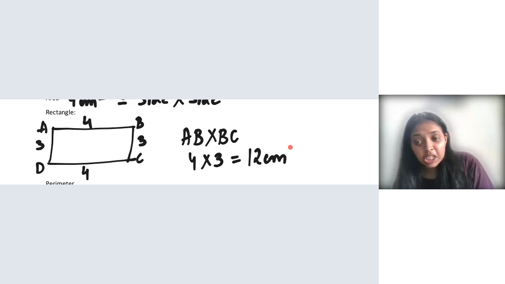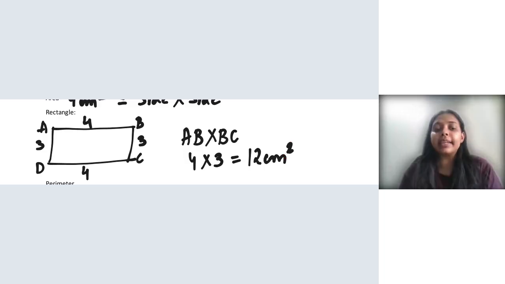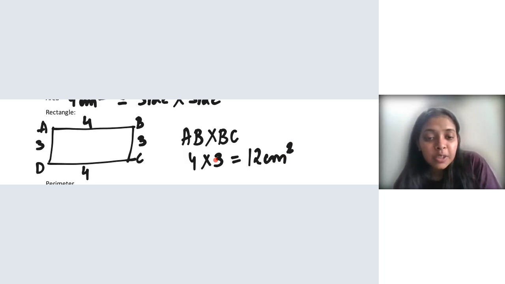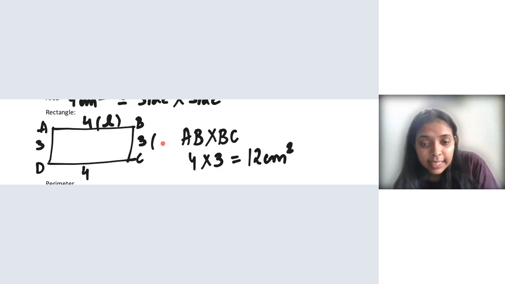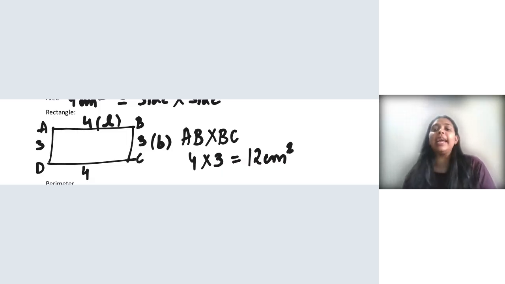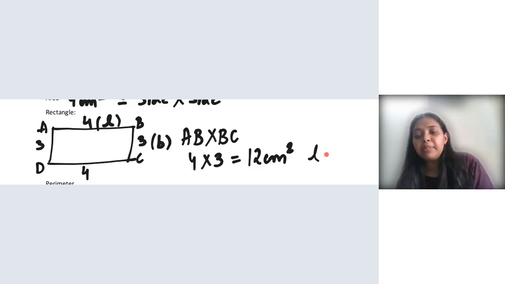Yes. So the area of a rectangle is, see, this side is known as the length and this side is known as the breadth. So the area of a rectangle is L times B?